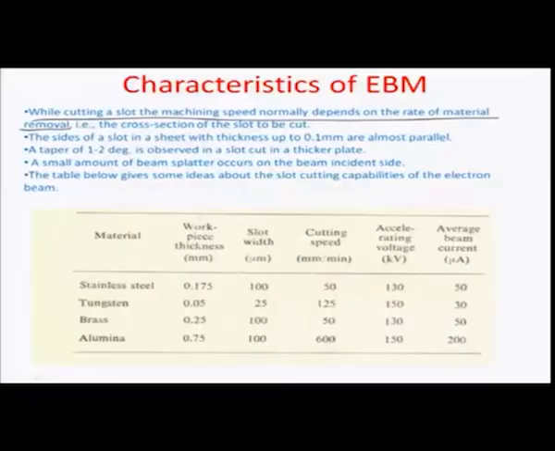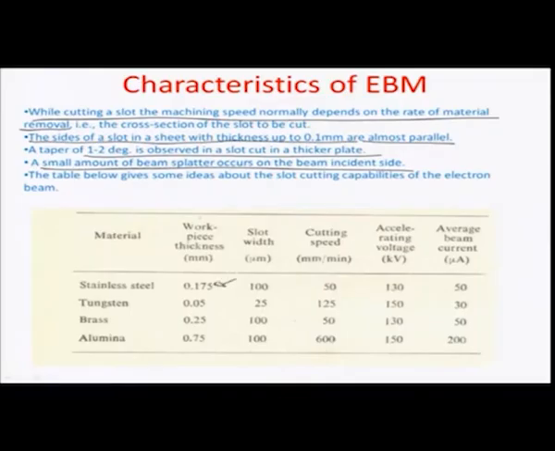So the sides of a slot in a sheet with thickness up to 0.1 millimeter are almost parallel. A taper of about 1 to 2 degrees is observed in a slot cut in a thicker plate. A smaller amount of beam splatter occurs on the beam incident side of the workpiece, and some of these values are represented here in the table. You can see that corresponding to about 175 microns thickness, slot width of about 100 microns, you can get a cutting speed of about 50 millimeters per minute with an accelerating voltage of 130 kV and an average beam current of 50 microamperes.